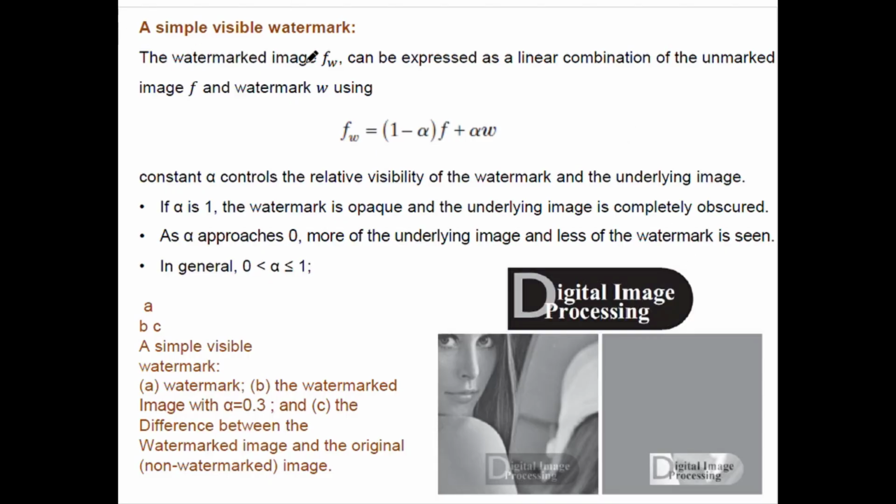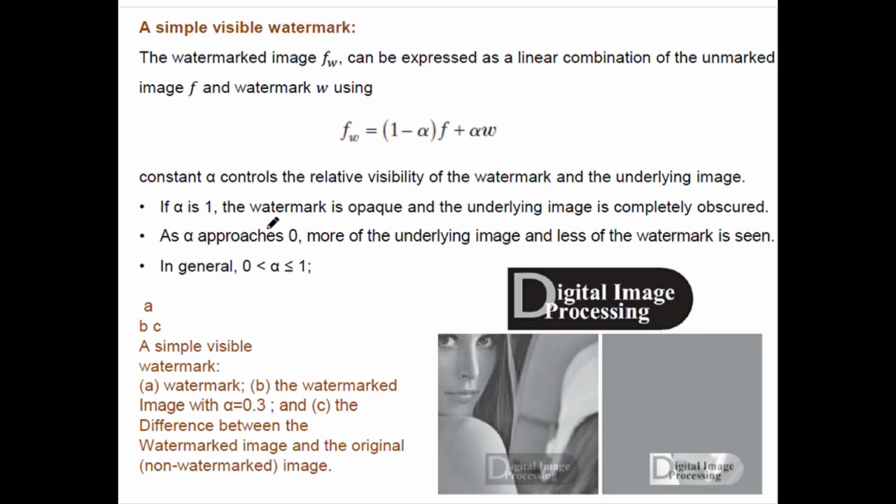Coming to the example of a simple visible watermark. The watermarked image FW can be expressed as a linear combination of the unmarked image F and watermark W using this formula: FW = (1 - alpha) F + alpha W. What is FW? The watermarked image. What is F? The original image which does not have any watermark. And what is W? The watermark. And alpha is a constant which controls the relative visibility of the watermark and underlying image.